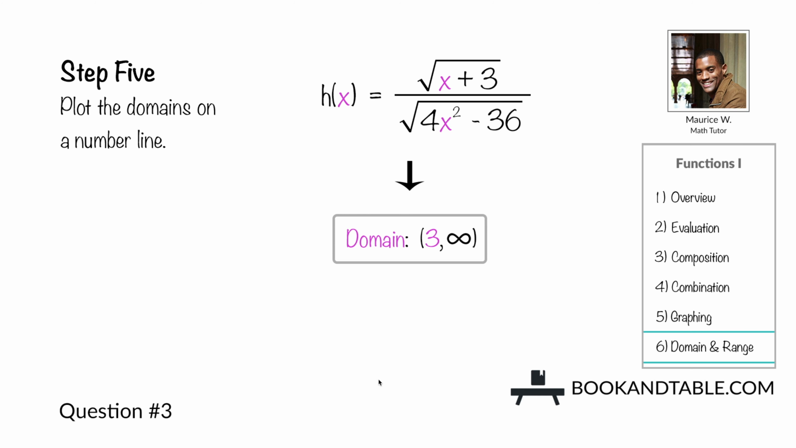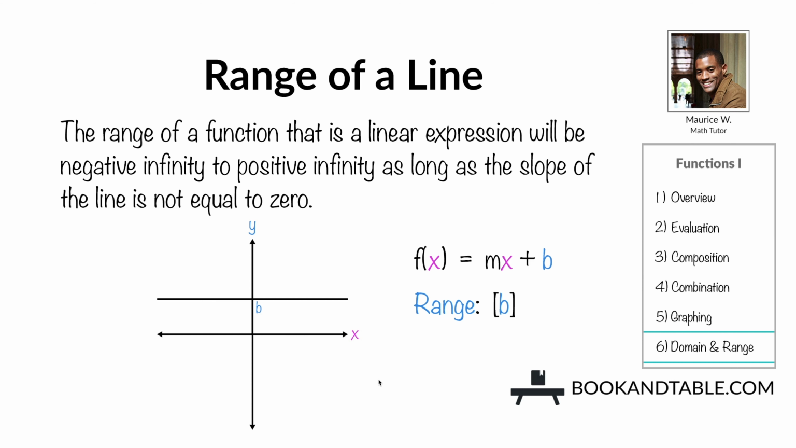So that is how we go about finding the domain when we have a variable in the radicand. Let's now discuss the range of functions. The range of a function that is a linear expression will be negative infinity to positive infinity as long as the slope of the line is not equal to 0.